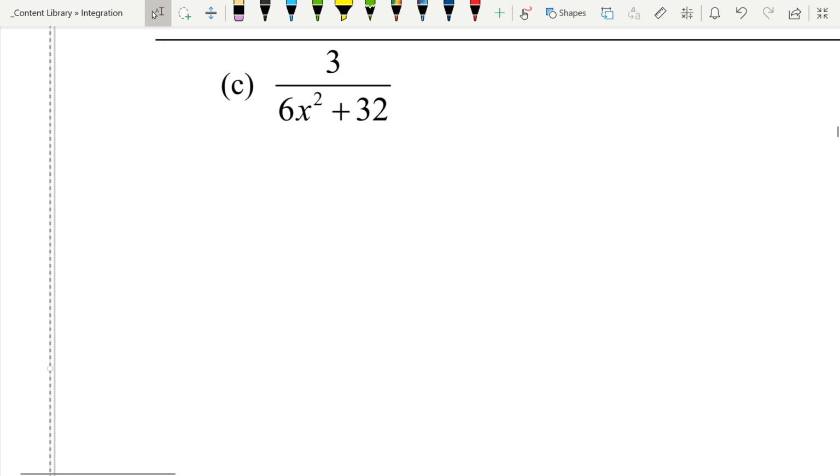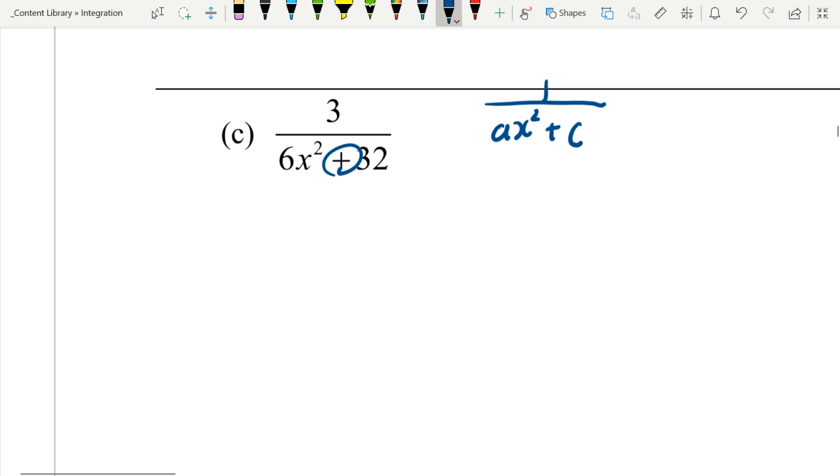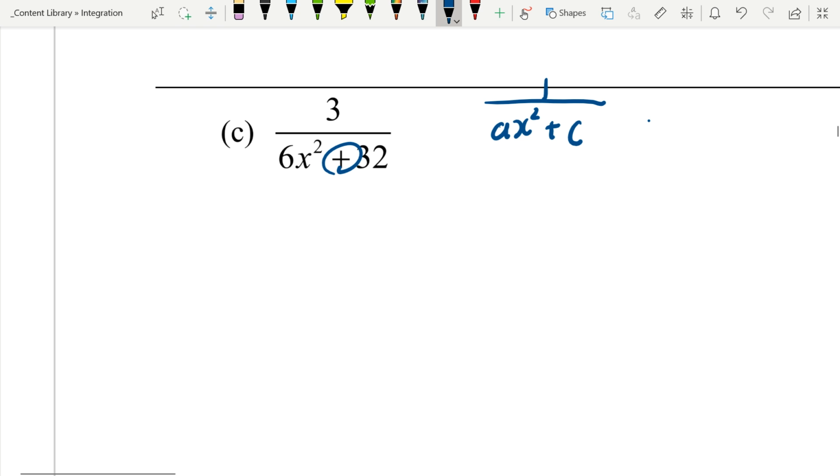So if you have some quadratic under the denominator, 90% of the chance it must be a plus. Okay, first of all, it must be a plus. If that's a minus, it's not going to be tan inverse. So if you have ax squared plus c on the denominator, it will be tan inverse. Okay, that will be tan inverse.